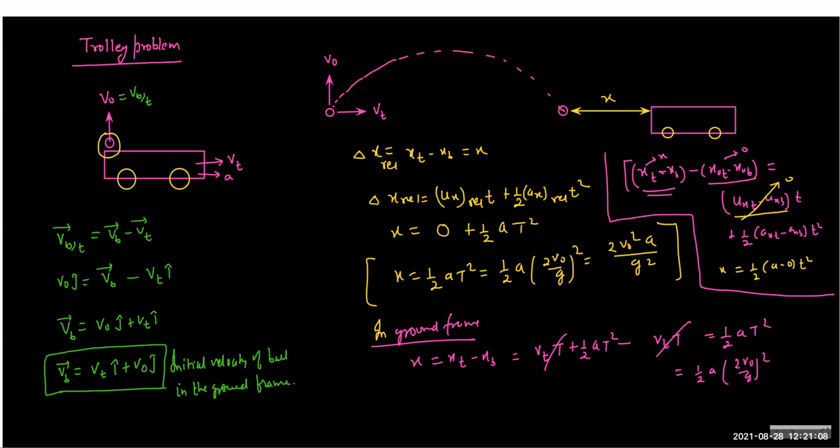And if you want to find it for the whole time of flight, then just substitute small t equals capital T. And finding capital T is very easy because the trolley is not moving in the vertical direction. So capital T is just the time of flight formula we generally know: T equals 2u by g. That's it.